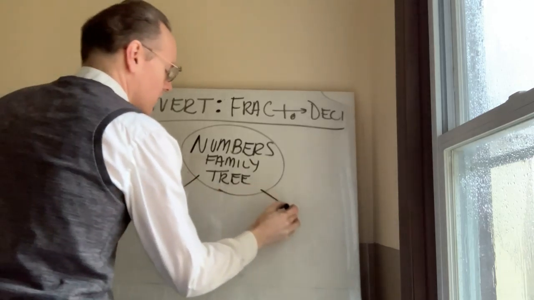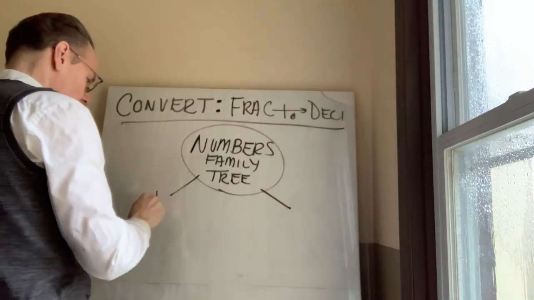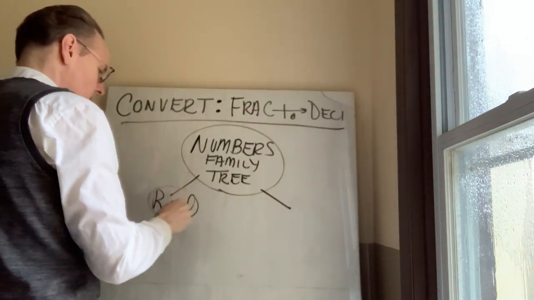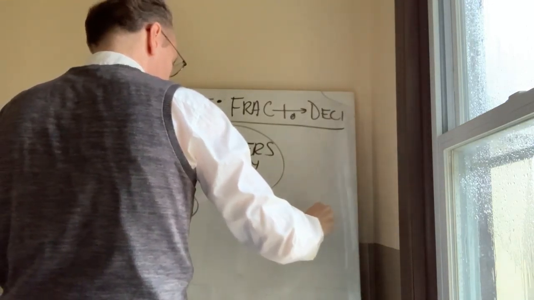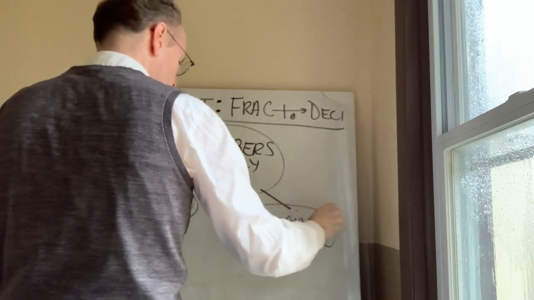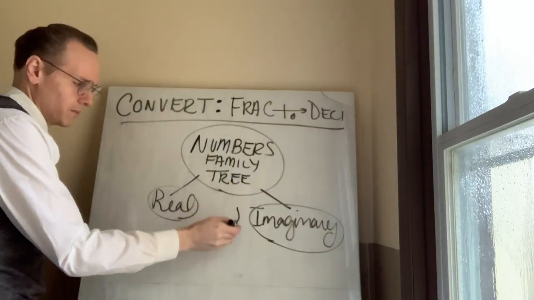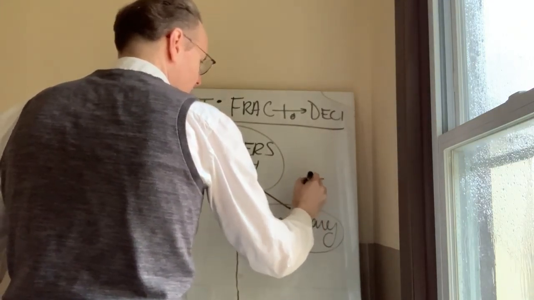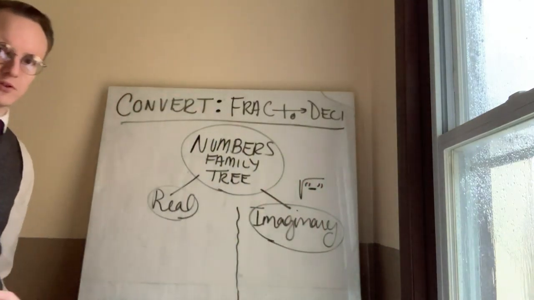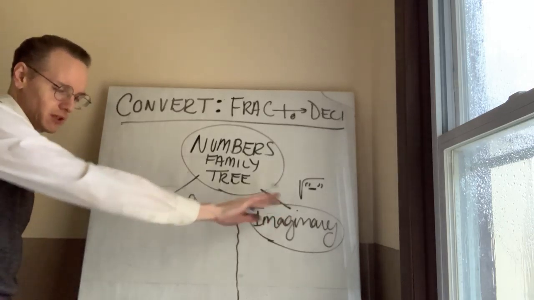Okay. In the family of numbers, there are famously the real numbers, and then there is this other category, the imaginary numbers. Right, the imaginary numbers are not really relevant right now. But what are imaginary numbers in general? When you have a negative under a square root, this produces a negative, an imaginary number.